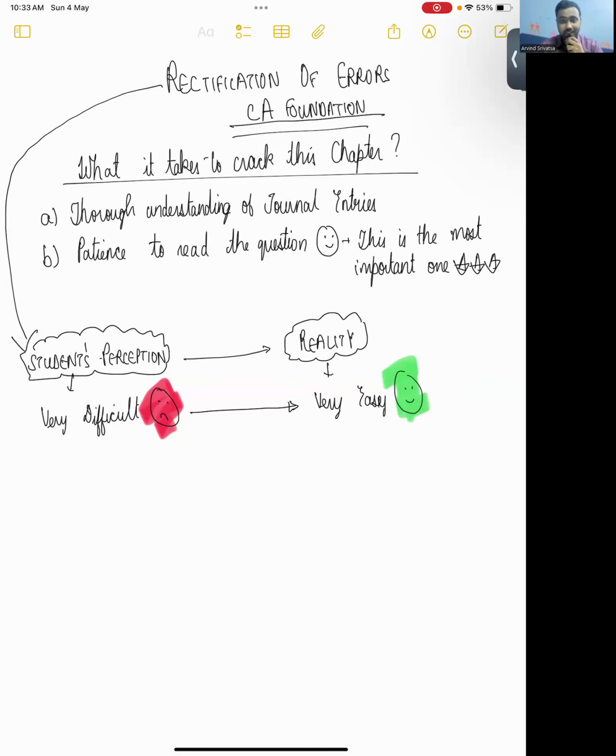So this one's for the CA Foundation folks out there. Rectification of errors is a topic which many people in CA Foundation find tough to crack. They try to understand, but in vain. But in this session today, I'm going to make this topic a cakewalk, and we're going to be solving every single question of the ICAI study mat here in this session.